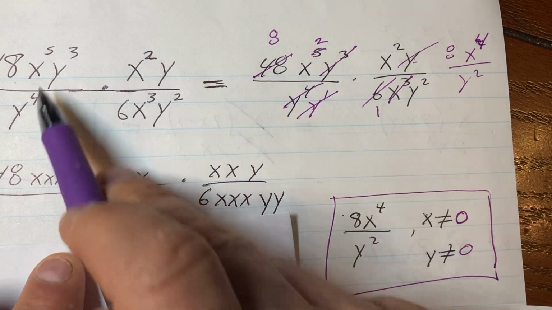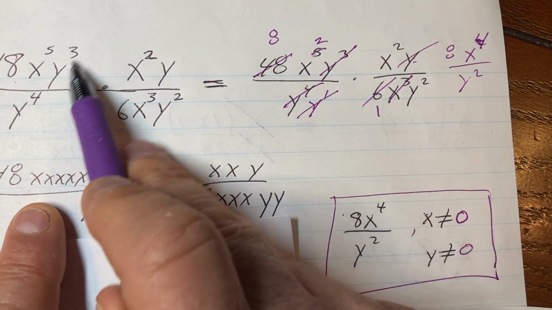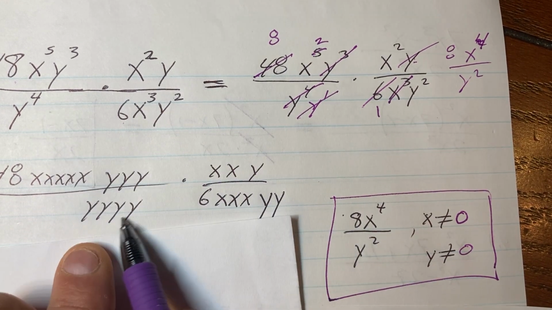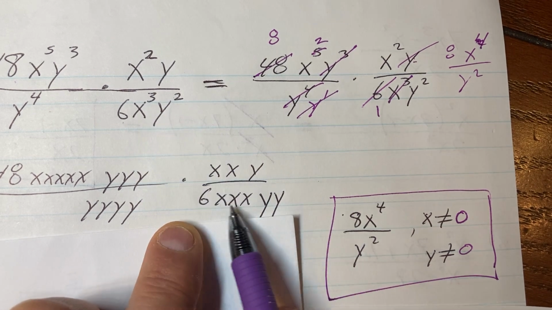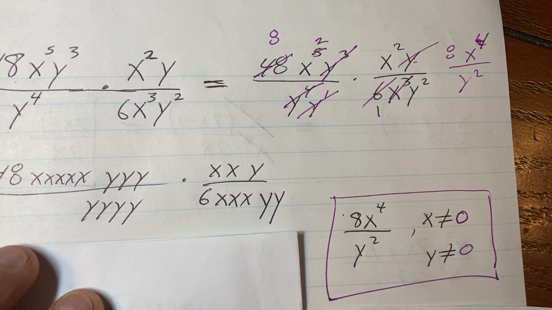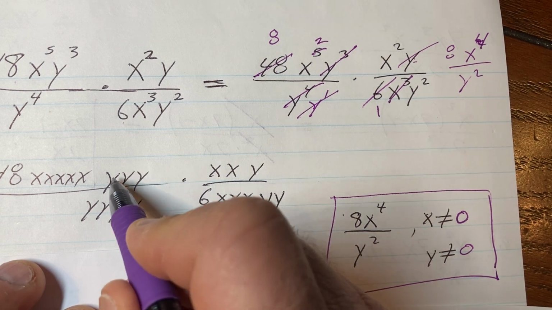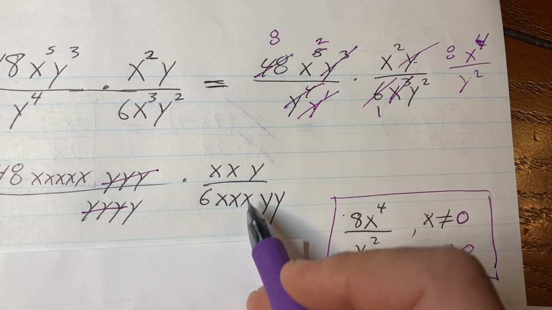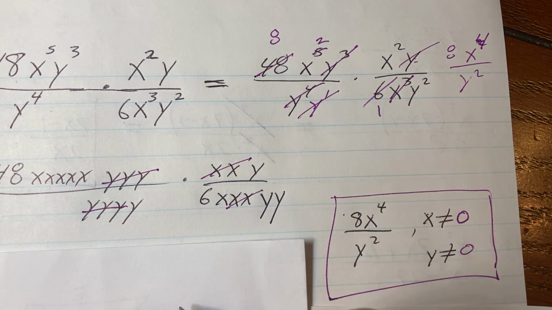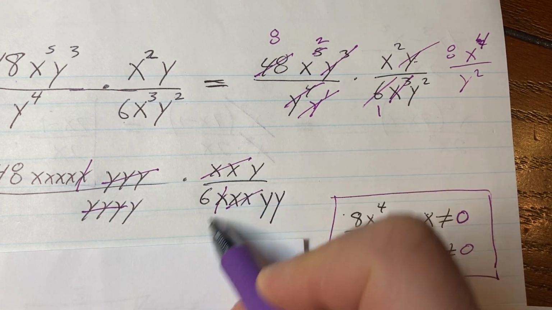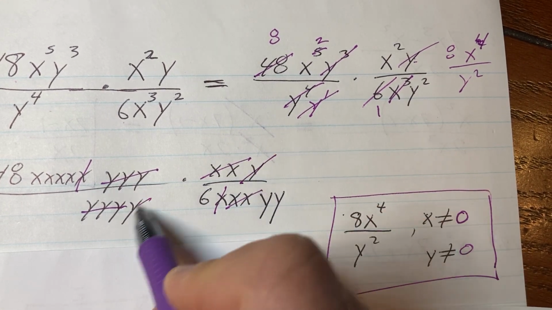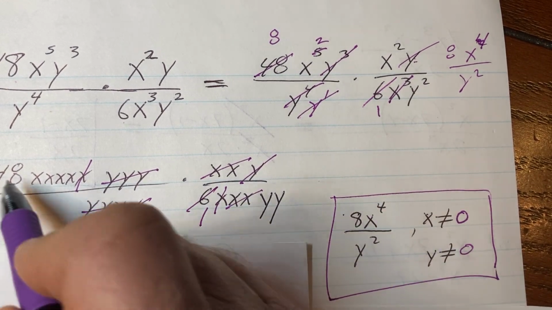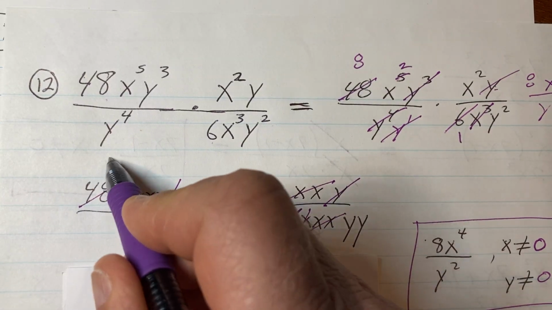There's 5 x's right there. There's 3 y's right there. There's 2 x's right there, and there's 1 y right there. 4 y's on the bottom. There's a 6. 3 x's on the bottom. 2 y's on the bottom. Don't cancel out the 3 y's there. It's just the letter y. 2 of those x's cancel out 2 of those x's. 1 of those x's cancels out 1 of those x's. This y cancels out that y. So there's 6 and 48. 6 goes in there once. 6 goes into there 8 times.